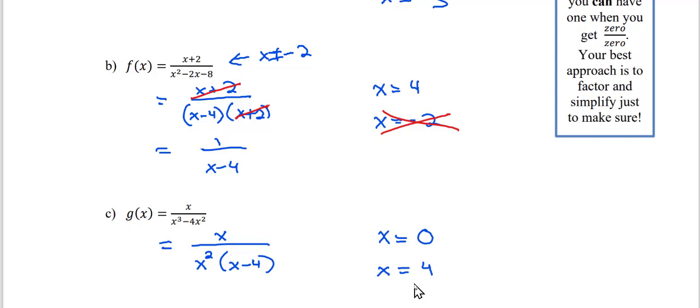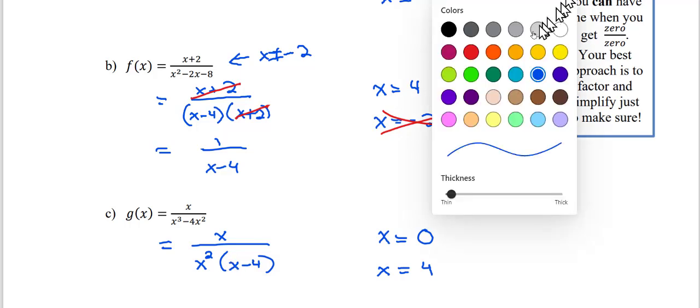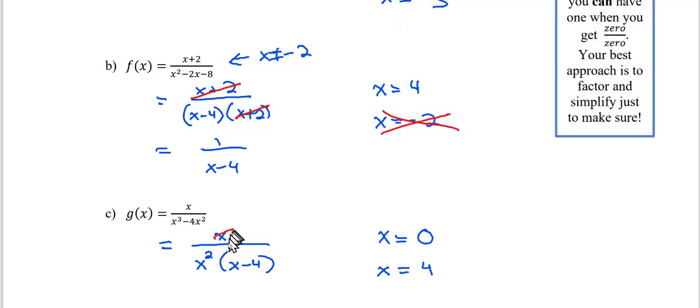Well, if I plug in 0, I get 0 over 0, which you might be tempted to say is not a vertical asymptote, but sometimes you can get a vertical asymptote when it's 0 over 0. Anytime you have non-zero over 0, when you plug a number in, that is a vertical asymptote. If you get 0 over 0, sometimes it's a vertical asymptote, sometimes it's not. That's why I say the best approach is to say, let's try to simplify this. And what can I simplify away?